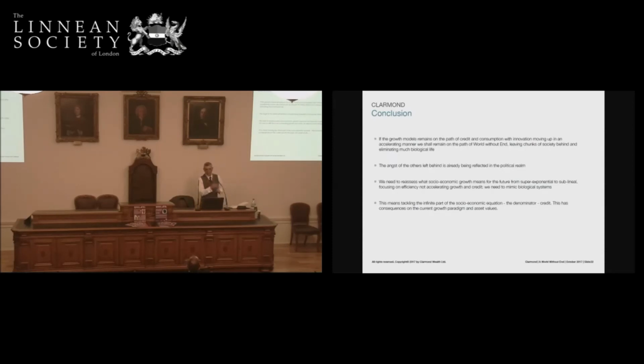So perhaps the reward structure, A, needs to change. And B, if we don't change the credit system and the consumption system, we're going to end up leaving chunks of society, and we're already seeing that in the politics. So whenever you hear a lot of slogans, my background is financial history. So whenever you hear slogans, that's usually not a good thing. You shouldn't be hearing "Take Back Control" or "America First" or the slogans everywhere these days.